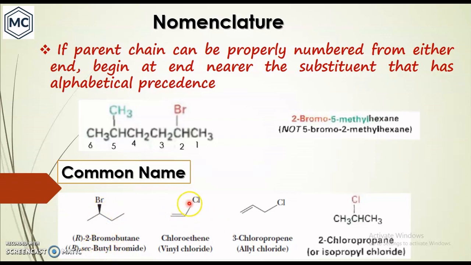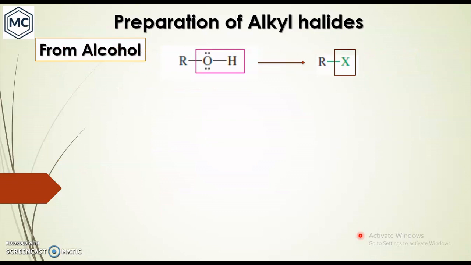And second one, this is chloroethene. But the common name is vinyl chloride. Third one, this is 3-chloropropene. But this is known as allyl chloride. And fourth one, this is 2-chloropropane, but the common name of this compound is isopropyl chloride.